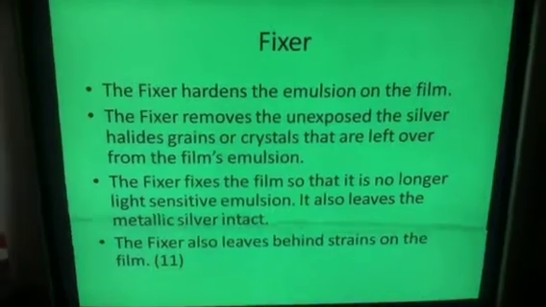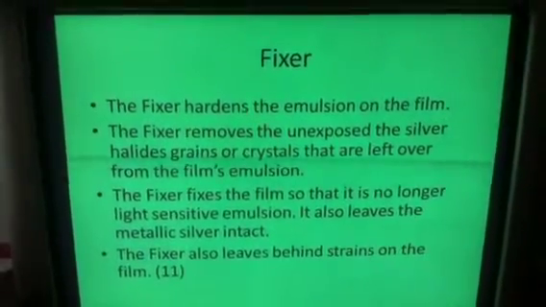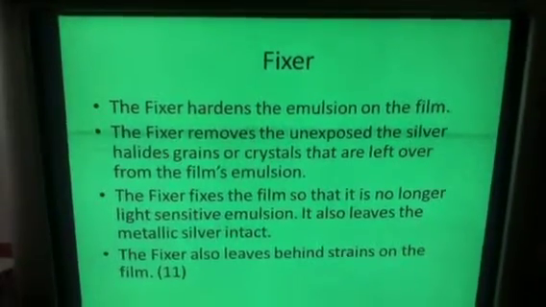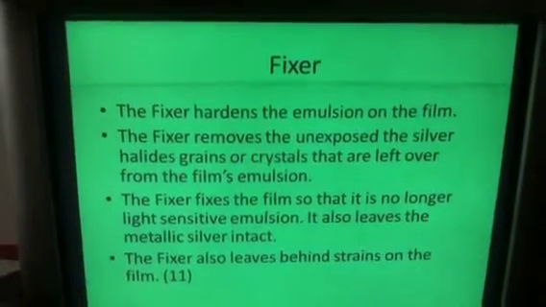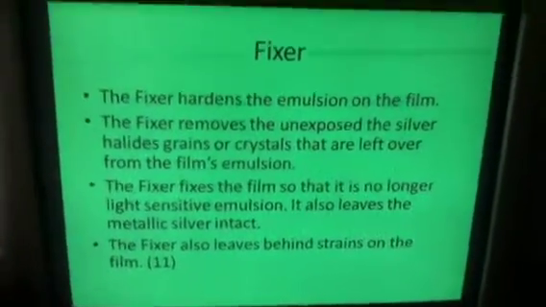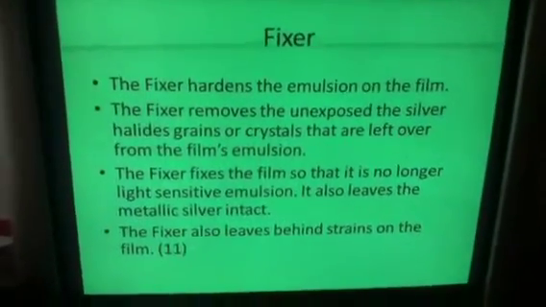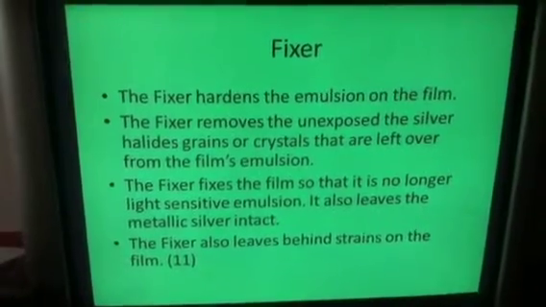Next is the fixer. The fixer hardens the emulsion on the film. The fixer removes the unexposed silver halide grains or crystals that are left over in the film's emulsion. The fixer fixes the film so that it's no longer light sensitive. It also leaves the metallic silver intact. The fixer also leaves behind stains on the film.